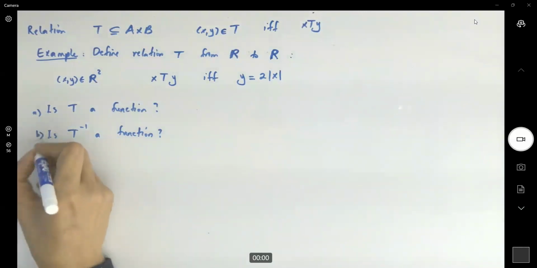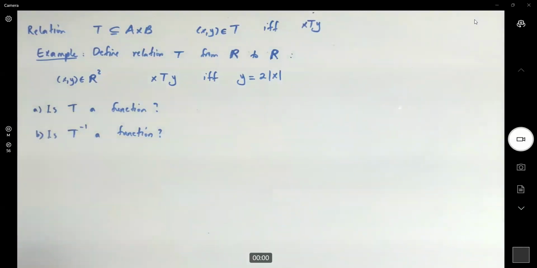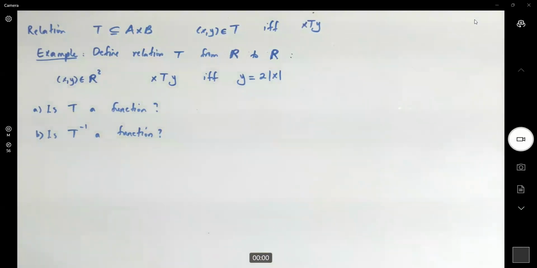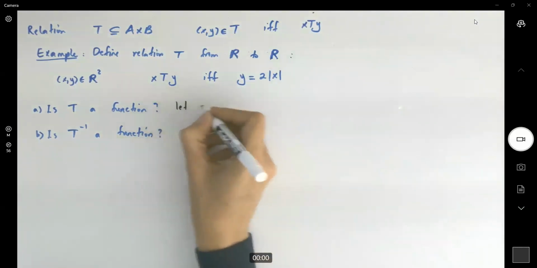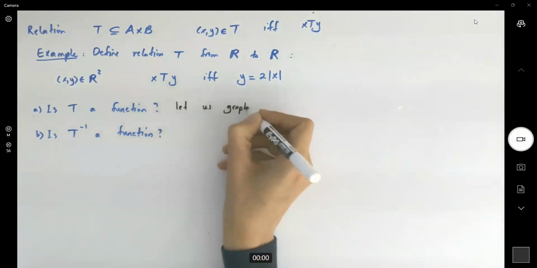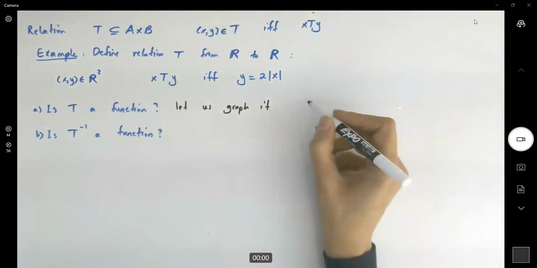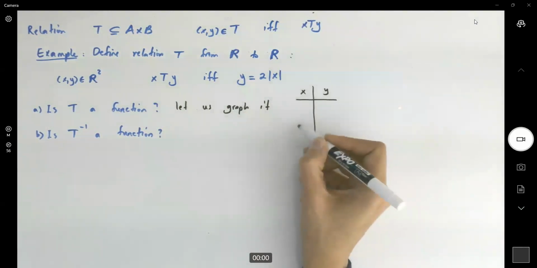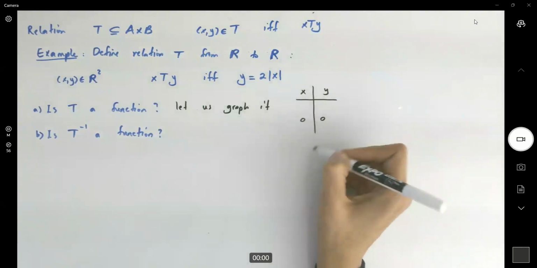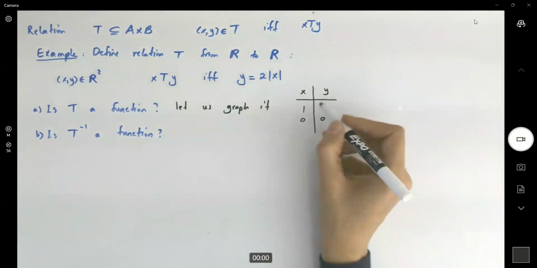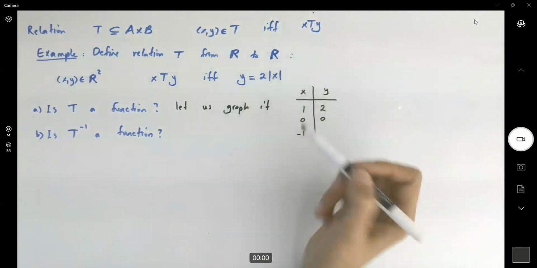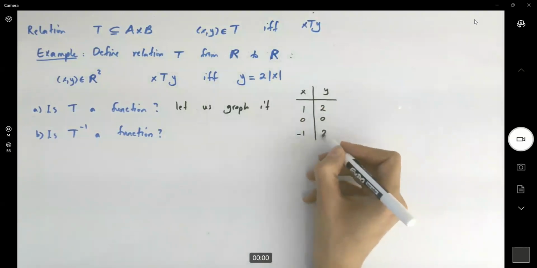Just going back to algebra, we're going to graph these two and analyze the behavior. Okay, so Y is equal to 2 times the absolute value of X. Let us graph it. Remember that going back to algebra, if X is equal to 0, your Y is equal to 0. If X is equal to 1, Y is 2. If X is equal to -1, the absolute value of -1 is 1, so 2 times 1 just gives you 2.